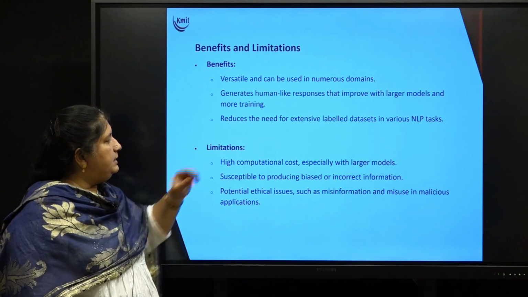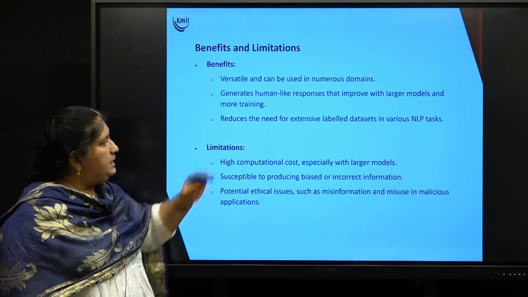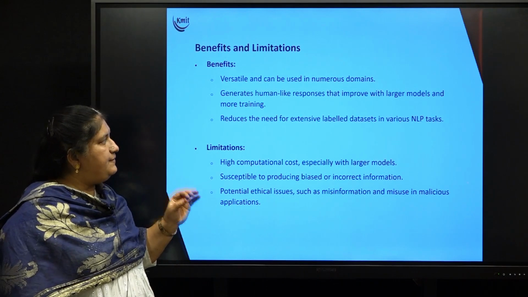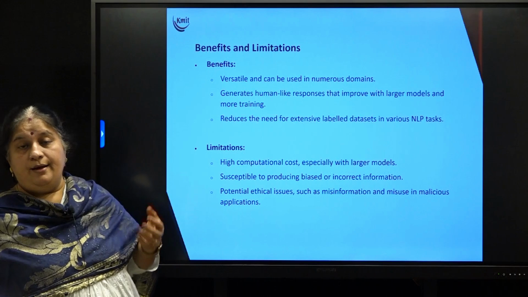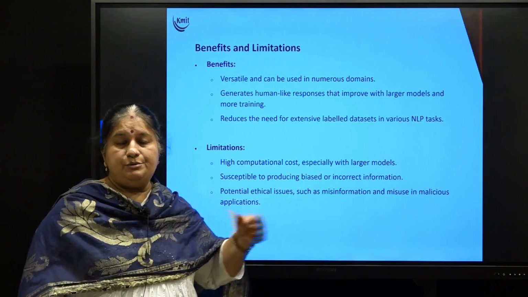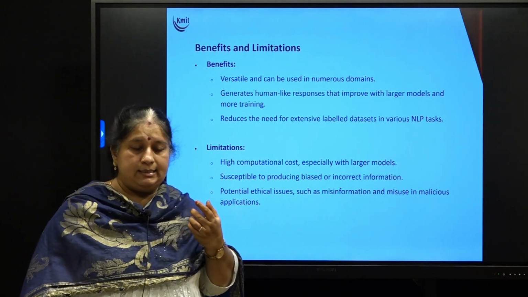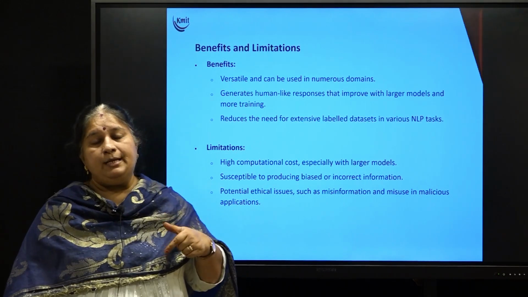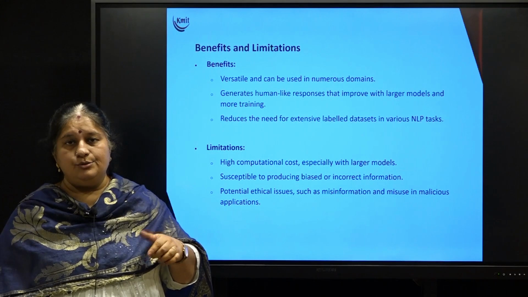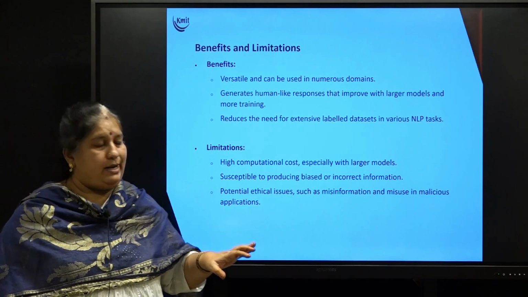And what else does it reduce? It reduces the need for extensive labeled data sets in various NLP tasks. Why do we say this is reducing the need for labeled data sets? Because whenever the pre-training is happening, it is happening under an unsupervised model, wherein you don't require the labeled data.